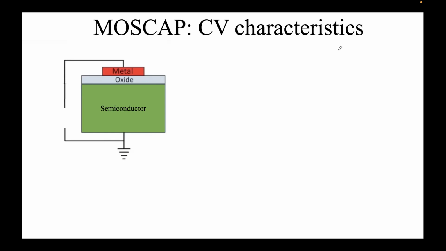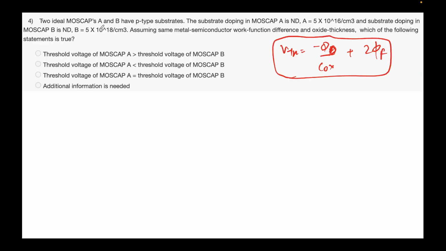Simple. Now, in this problem, we are given two MOSCAPs, both on p-type substrate. So p-type substrate will give rise to NMOS. A and B, the difference is between their doping. N D A is 5 times 10 to the power 16, and N D B is 5 times 10 to the power 18. Assuming the same metal semiconductor work function difference, phi ms, again we are assuming that's non-existent here. And oxide thickness, so oxide is not playing a role. Okay, let's see.